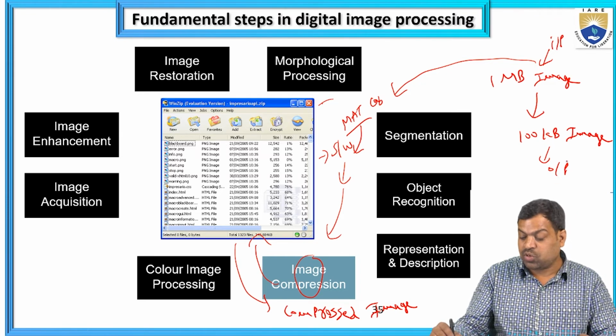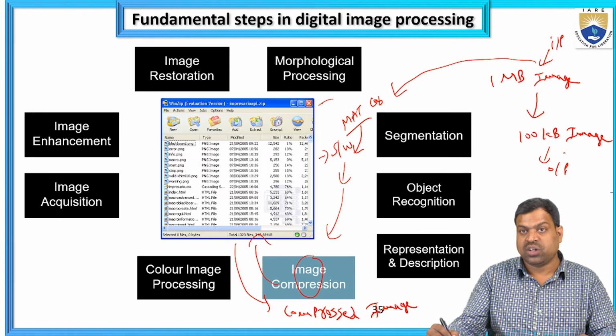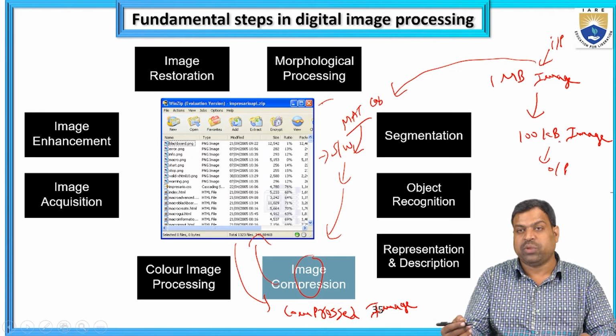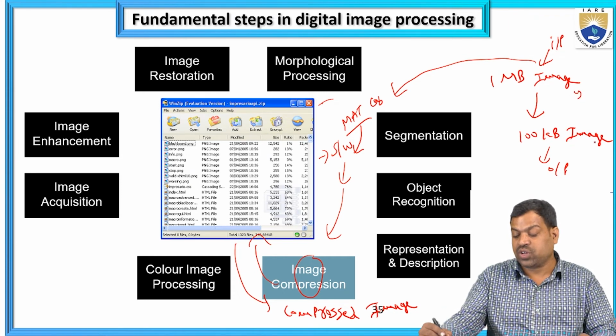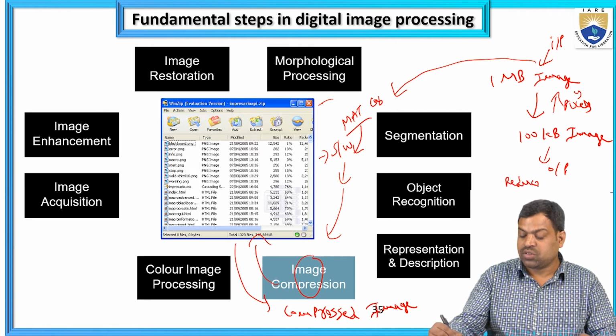So what does compressed image mean? Input is 1 MB, output is 100 KB, so it is a compressed image. With the help of some software, for example MATLAB, we are converting from high size to low size. We are also reducing the pixels. Here high pixels are there, so we reduce the pixels.